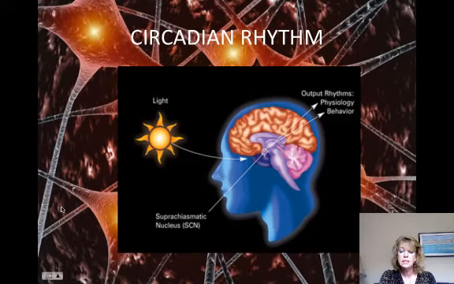In mammals, the SCN is in the hypothalamus, and it functions as a biological clock. Basically, the SCN is a pair of structures whose cells produce proteins in response to light and dark.